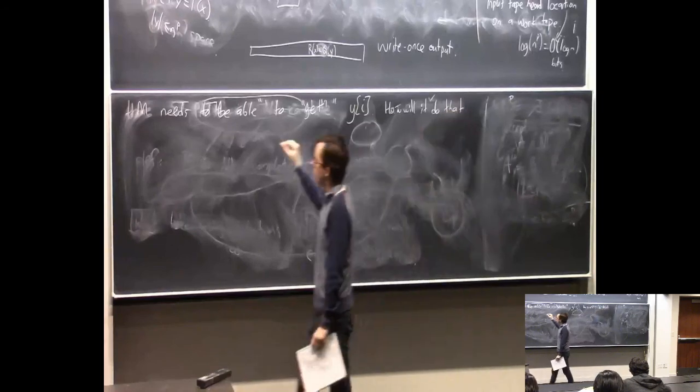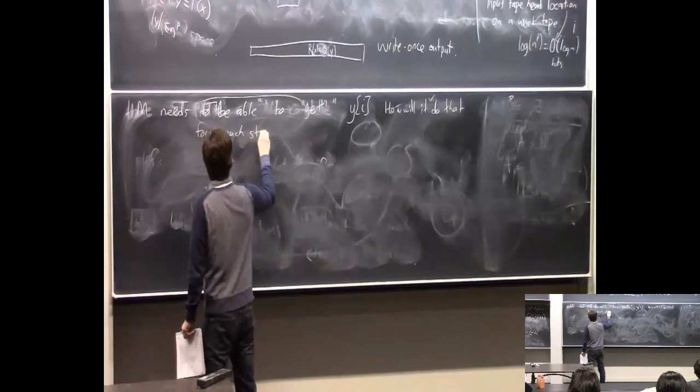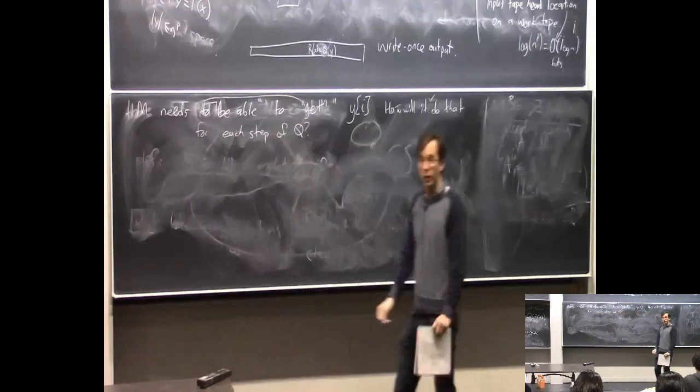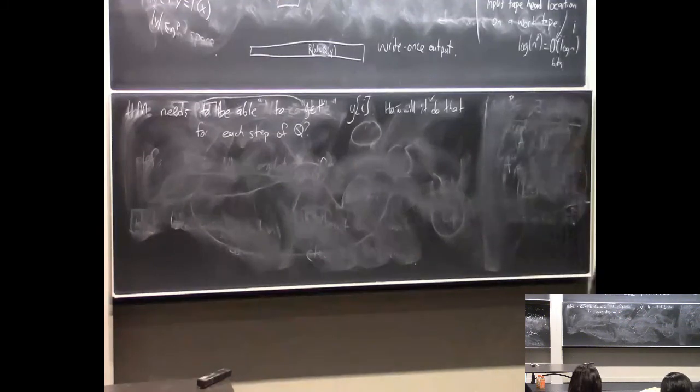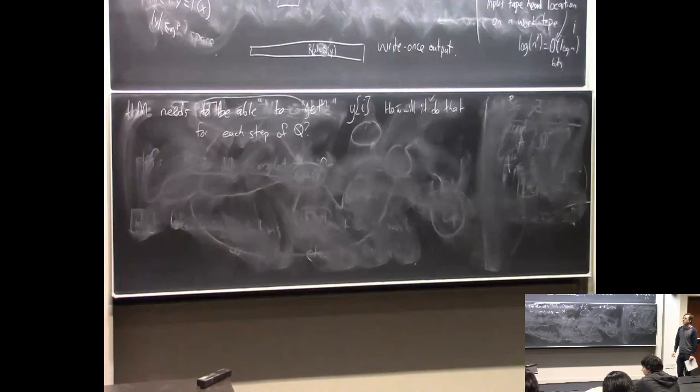For each step of Q. Somebody want to say? Yeah? Sort of an on-demand thing. If it needs the next character, you compute until you write. You're supposed to write for that, write only for the next character, and just use that instead of writing.